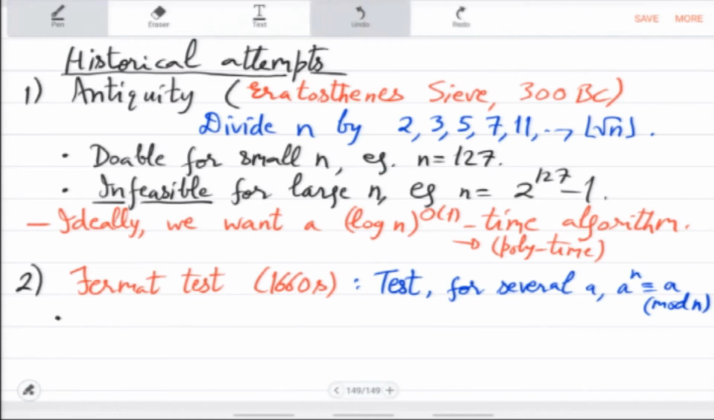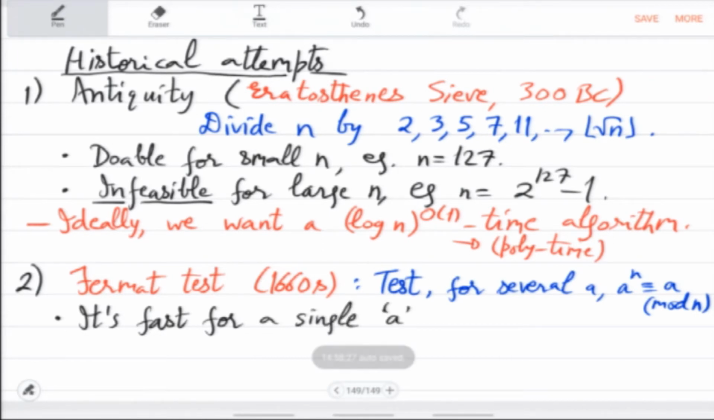So it is fast for a single a, picked from Z mod n. But how many a's should we try?